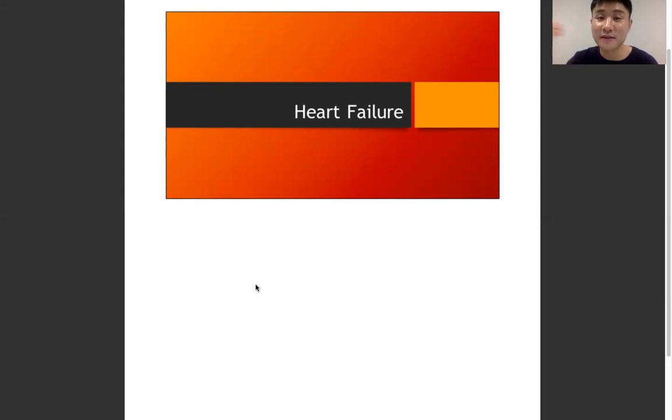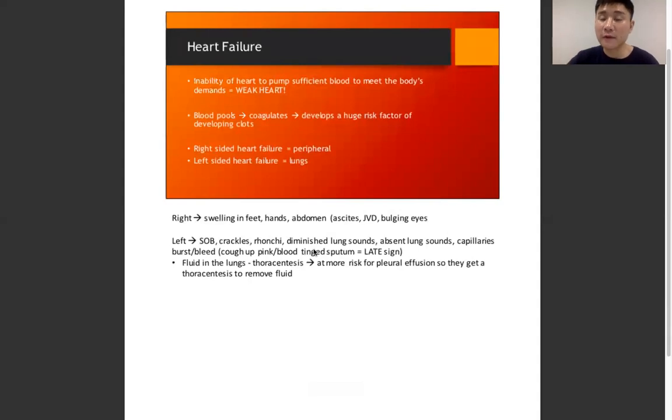Okay, do you guys want me to repeat that? Heart attack is not enough blood going to the heart. Heart failure is the heart is not pumping enough blood out. So heart failure, in fancy words, is the inability of the heart to pump sufficient blood to meet the body demand. Weak heart.